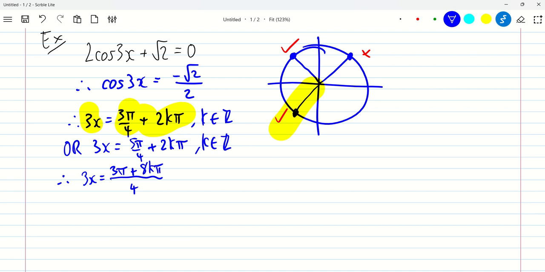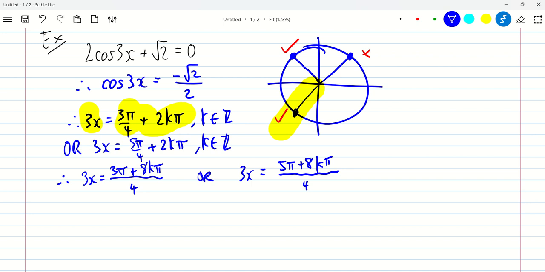Okay. I'm just going to write them next to each other. I prefer writing it like this. 3x is equal to, and I'm going to put these over 4 as well. And so it's going to be 5 pi on 4. Plus, and I'm going to times that by 4 as well, 8k pi. So just using sort of adding fractions sort of thing.